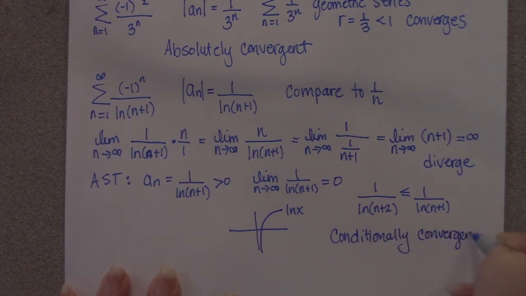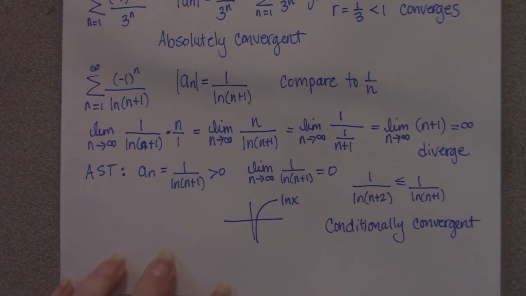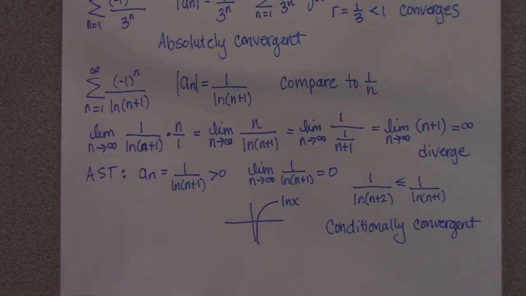So it kind of makes sense that when we compared it to 1 over n, it performed in the same way as a harmonic series. When it was positive, we got that it was divergent. So it makes sense that it would converge when it alternates, just like the harmonic series does.